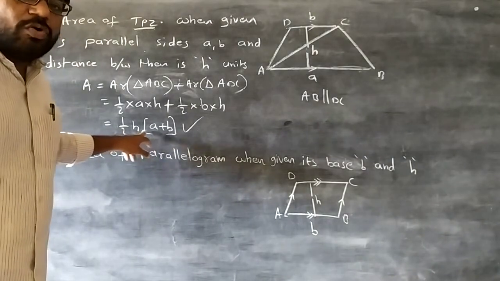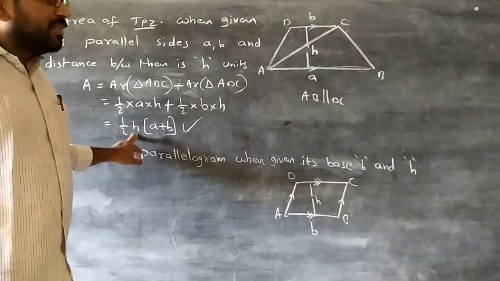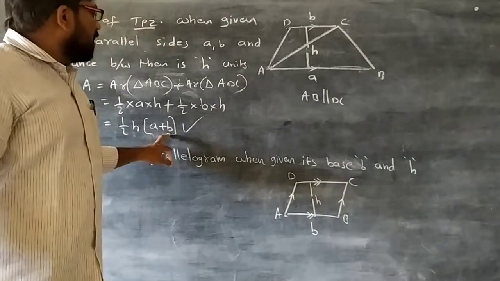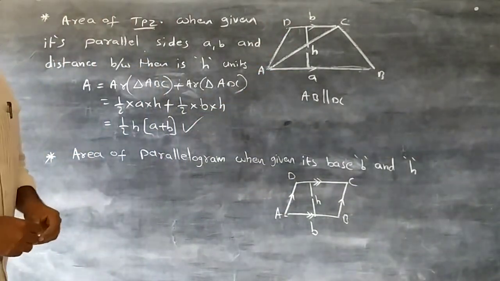Half H into A plus B. H is the distance between two parallel sides, and A, B are the parallel sides. That is the area of trapezium, right?